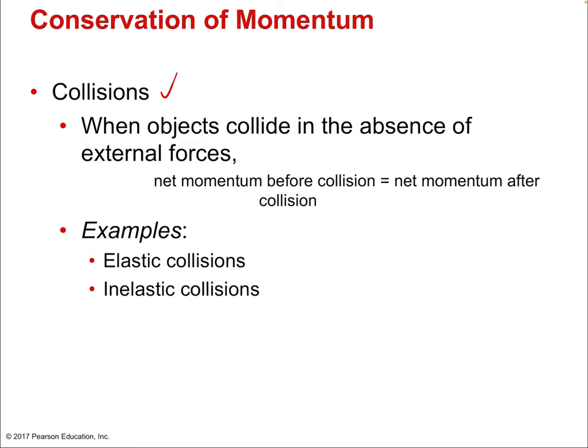When objects collide in the absence of external forces, the net momentum before the collision equals the net momentum after the collision. You know what else this applies to really well? Pool, like playing pool on a pool table. When those balls collide, you can exactly predict where they're going to go based on conservation of momentum. There are two types of collisions, which we classify in two categories: elastic and inelastic. This ties directly into talking about energy later in the lecture, because the difference between the two relates to energy conservation.